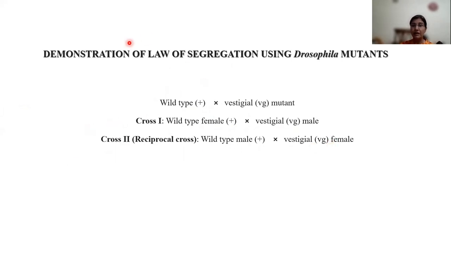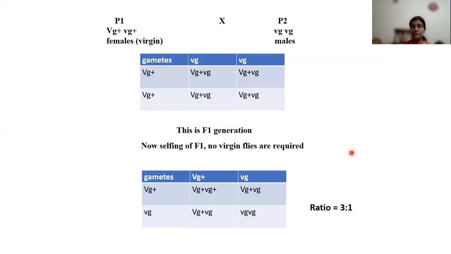So here, the demonstration of the law of segregation is done by using a Drosophila mutant, which has a mutation in the wing character. Here we are studying the vestigial wing mutant. And we are taking the vestigial wing character both in males and, in the reciprocal cross, in the females. So, what we have discussed in the strategy, first we are going to cross the parents for both the crosses.